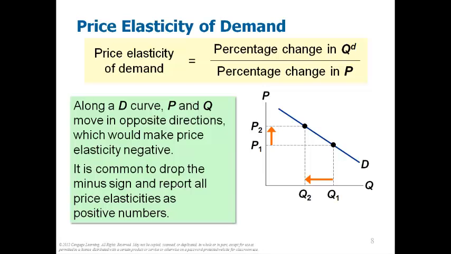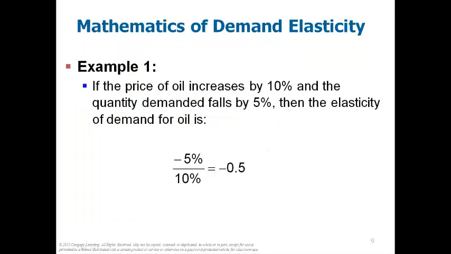However, it is common to drop the minus sign and report elasticities as positive numbers, because we know in this case it's going to be negative no matter what. So sometimes they'll drop the minus sign when we're talking about price elasticity of demand, so just be aware of that. Alright, so let's just do a couple examples where we calculate the price elasticity of demand.